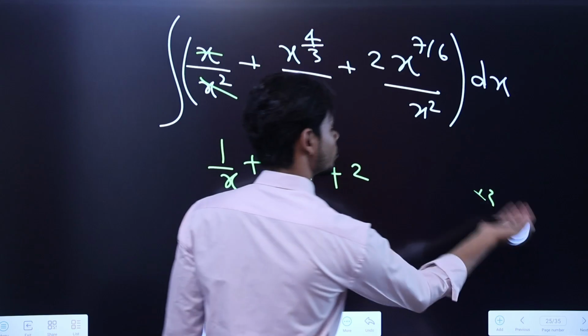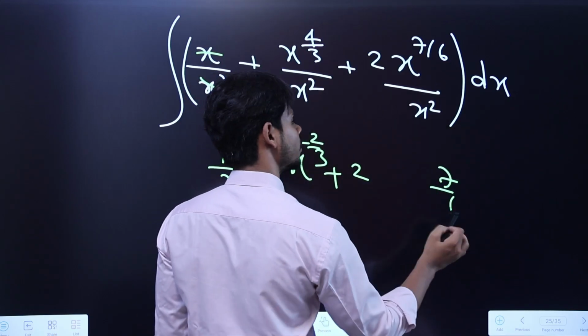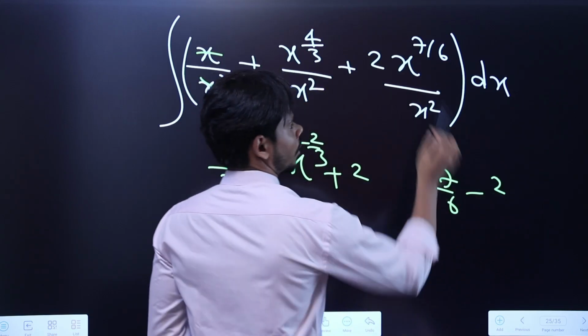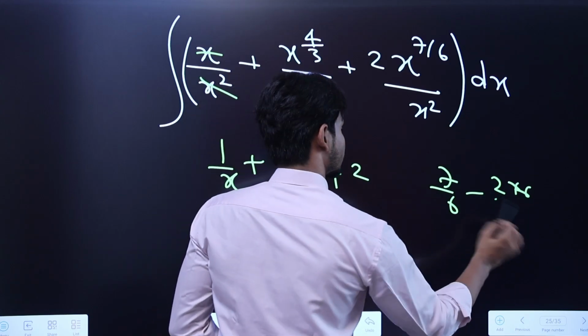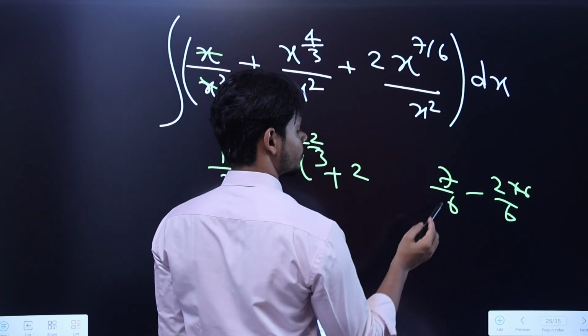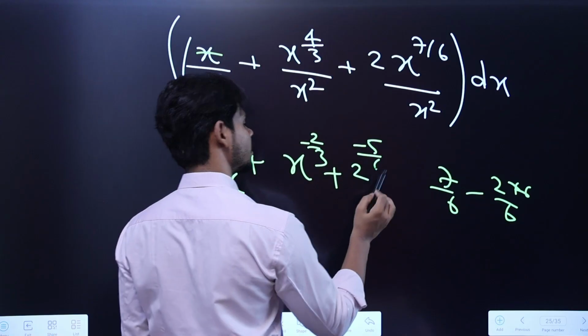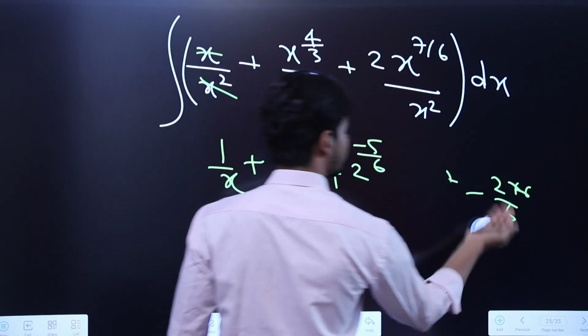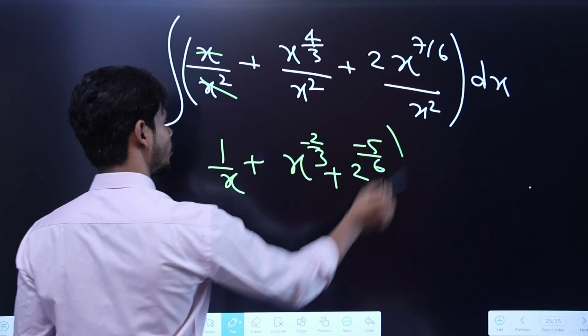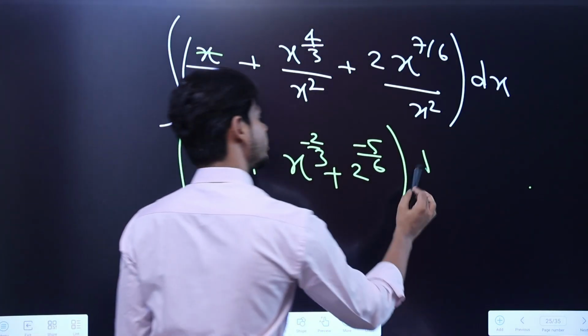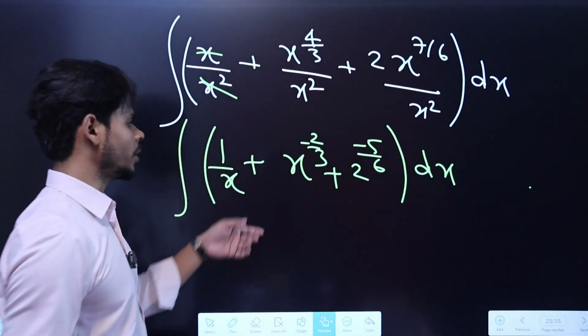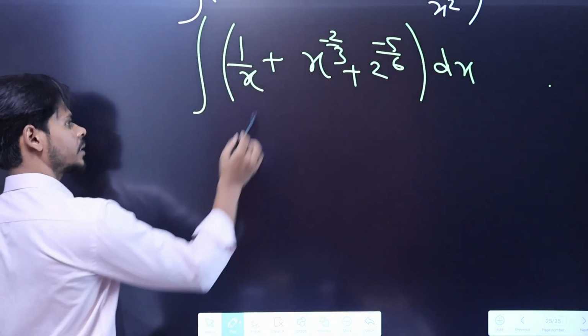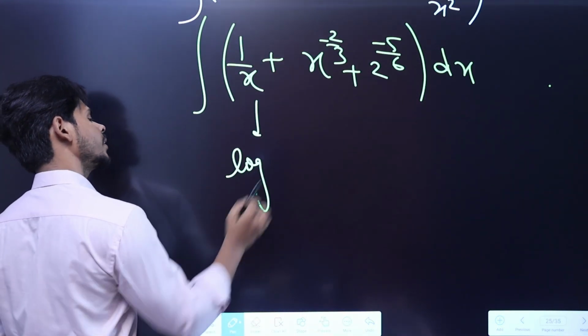Now again the same thing I'm going to do: 7 by 6 minus 2. Multiply by 6, so it will become 12, so minus 5 by 6. Now if you notice, you can easily find the integral of this given function. So 1 by x will become log of mod x. So let's substitute; now I'm going to find the integral, okay?